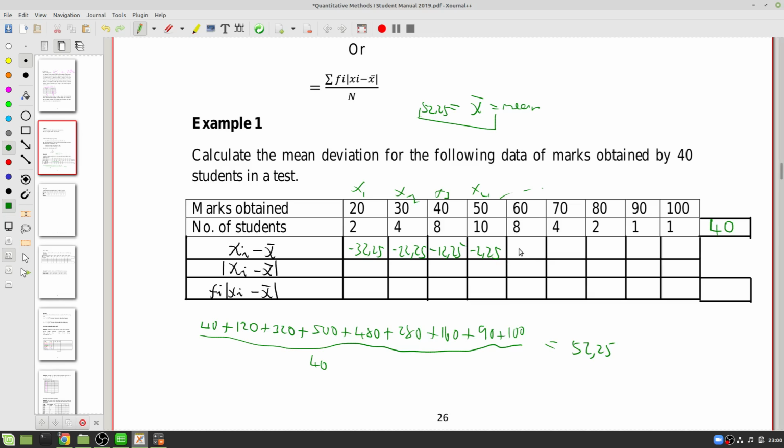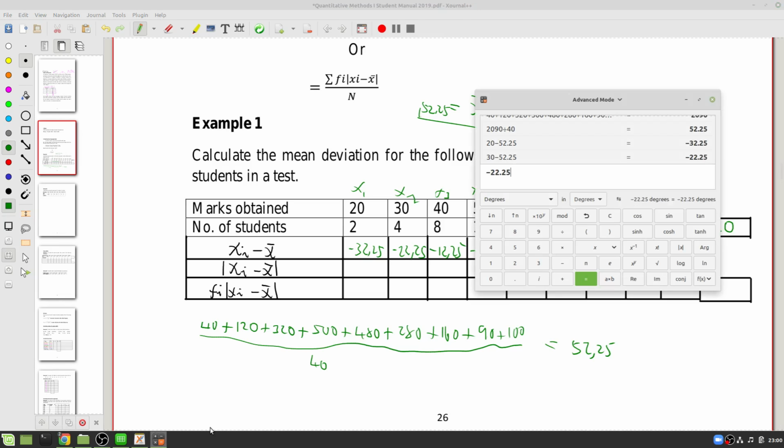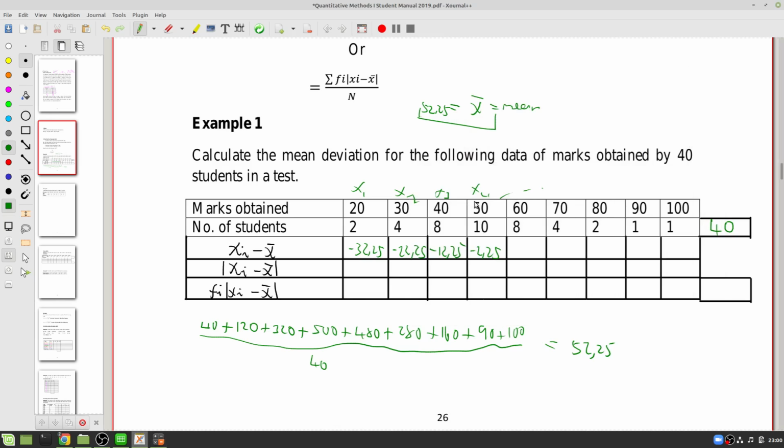60 minus that, it's going to be, oh, let's quickly check. What is 60 minus 52.25? That should be 7.75. Nice. Okay, so that's 7.75. 70 minus that is 17.75. 80 minus that is 27.75. And 90 minus that, 37.75. And 100 minus that is 47.75. All right, so that's the xi minus x bar.